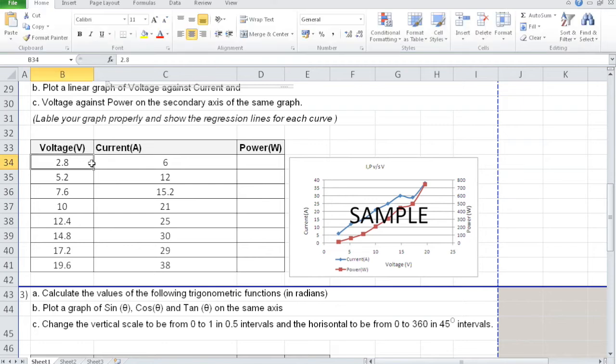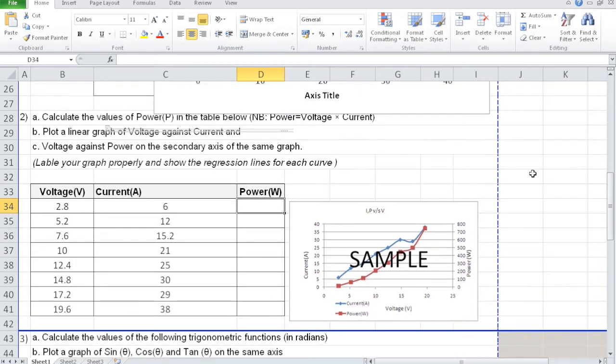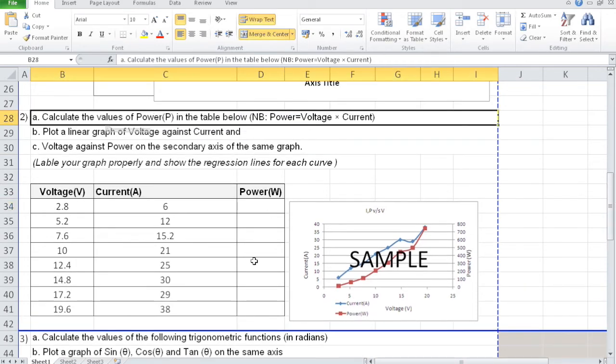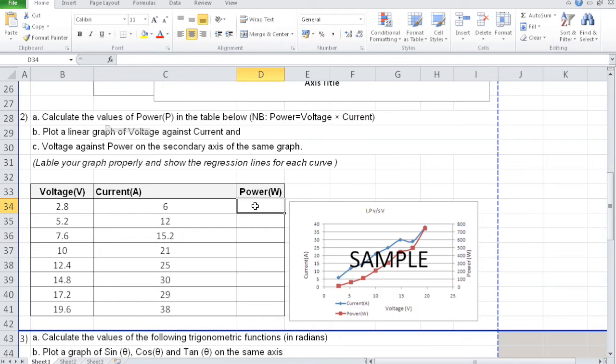Here now, we need to calculate the value of power. And we are given an equation. Power is voltage times current. We've got the voltage and we've got the current values. You put the equal sign, P34 multiplied by C34. Enter. So that will be the value.